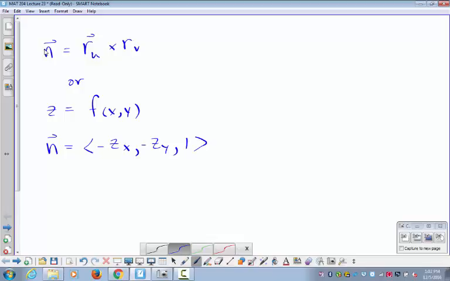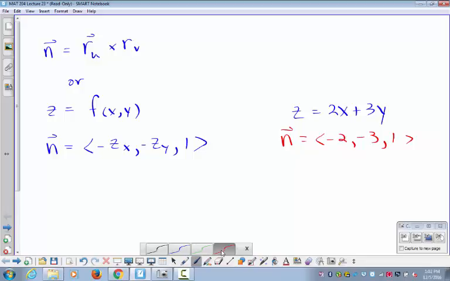We had just done a problem earlier where I made a comment. There was a plane or something, I forget exactly what it was. And notice this: if you were to use the second normal here, minus z sub x, minus z sub y, comma 1, you would say z sub x is 2, so you would have minus 2, minus 3, 1.